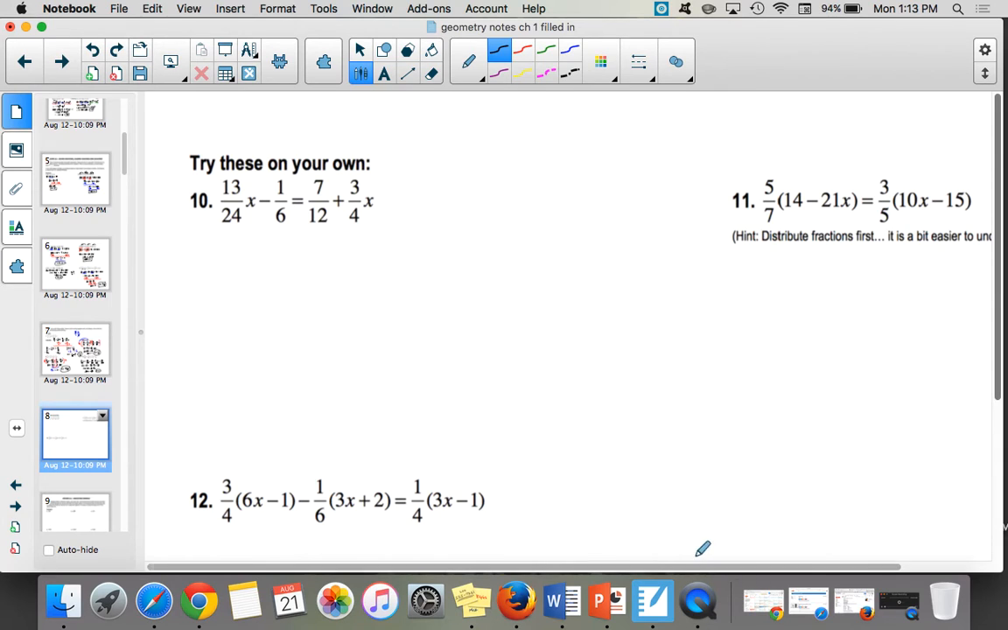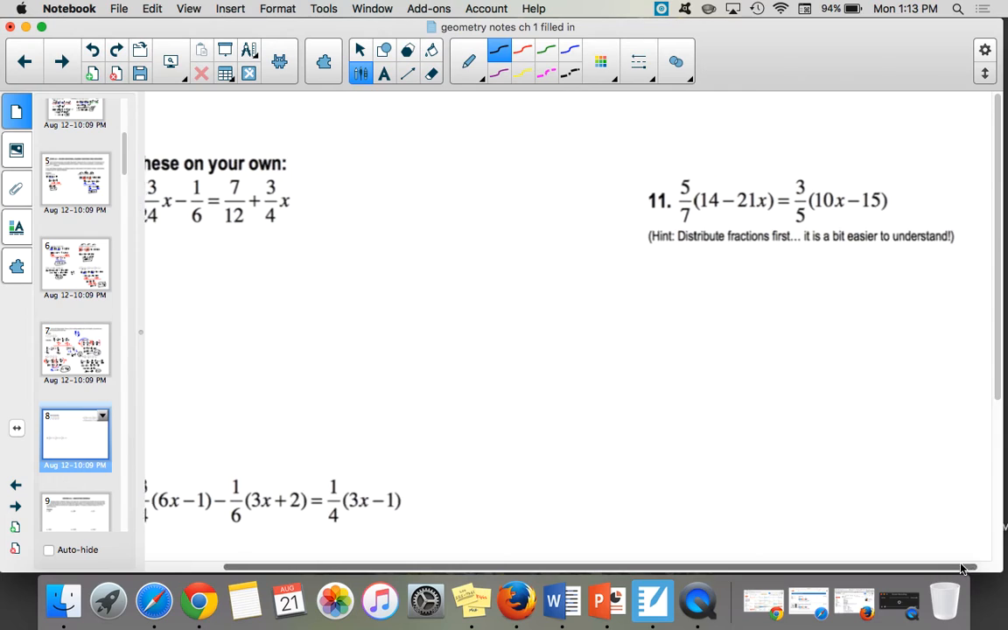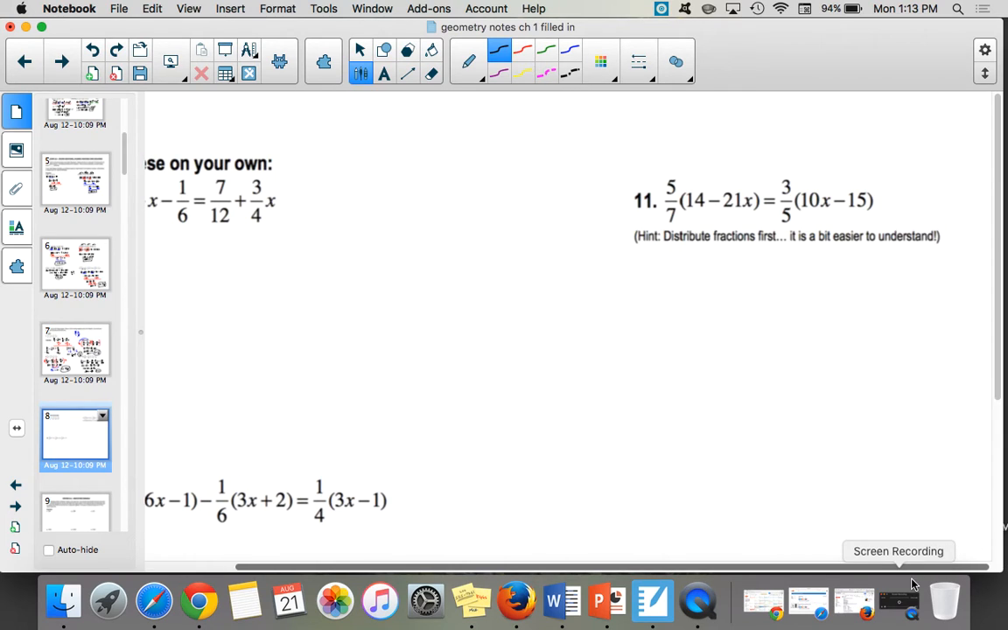All right, and the last ones are ones that you can kind of try on your own, but let's look at number 11 or number 12. So it says, hint, distribute fractions first. It's a bit easier to understand. So I'll explain what you could do without distributing, but most students like distributing 5/7 and 3/5 first. Just think of it as over 1. So if I have 5/7 times 14 over 1, 5 times 14 is 70. So we get 70 over 7. What is 70 over 7? 10. So you could just write 10.